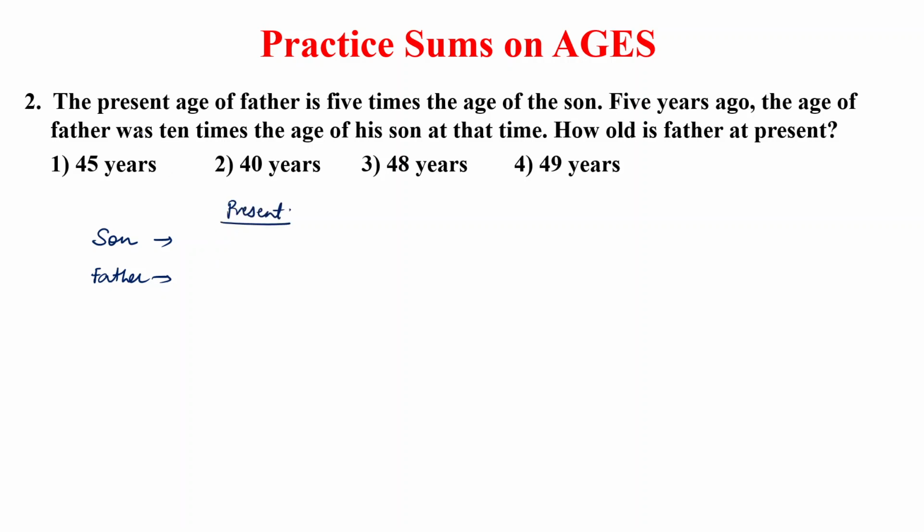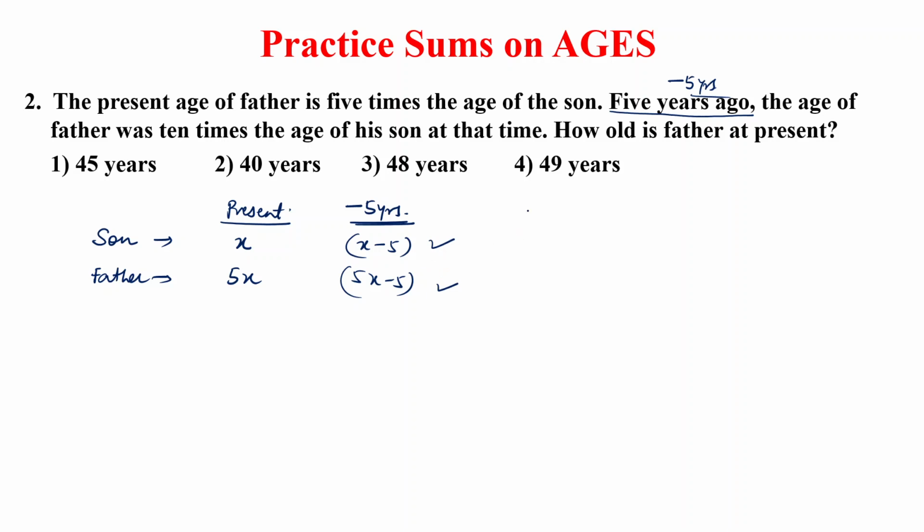Suppose I am telling present age of father is 5 times. That means if son is x years old, father will be 5x years old. Okay, 5 years ago means minus 5 years, right? So minus 5 years. So 5 years ago, what would have happened? If today is 10 years, 5 years ago it will be 10 minus 5, that is 5 years. So if it is x, it is going to be x minus 5, and here it is going to be 5x minus 5.